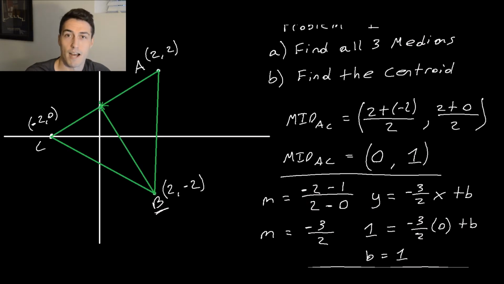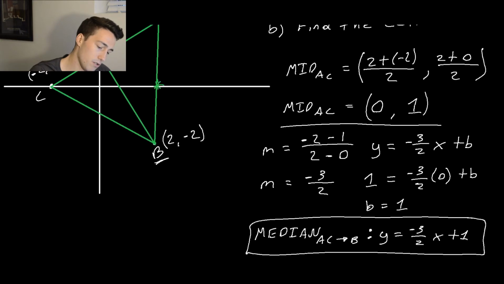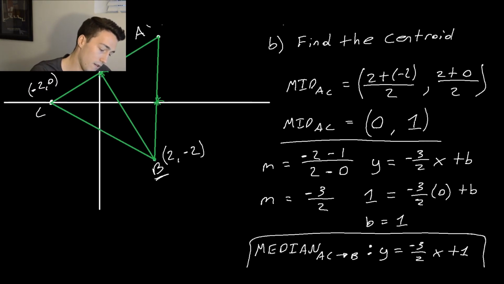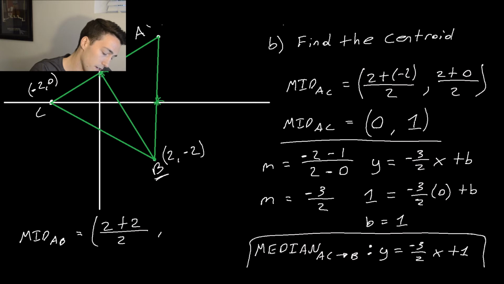Next we're going to find the median from the midpoint of AB to vertex C. The midpoint of AB, which is probably around there, we're going to calculate. It's going to be half the x direction and half the y direction of this AB line. So the midpoint of AB is going to equal, well, point A is 2, plus point B, which is also 2 in the x direction, divided by 2. And then in the y direction, we have 2 minus 2.